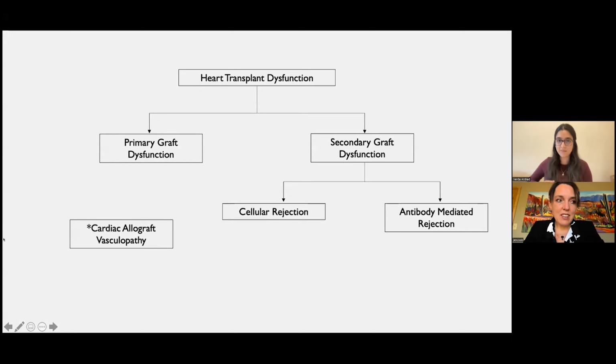Now, when we talk about heart transplant dysfunction, it can either be primary or secondary. And this is just a global big picture thing, which we'll get into the details of. But secondary graft dysfunction can either be cellular rejection or antibody-mediated rejection, and this is the bulk of what we see on the CVICU B team. And then the last thing can be graft vasculopathy, which we will talk about as well.